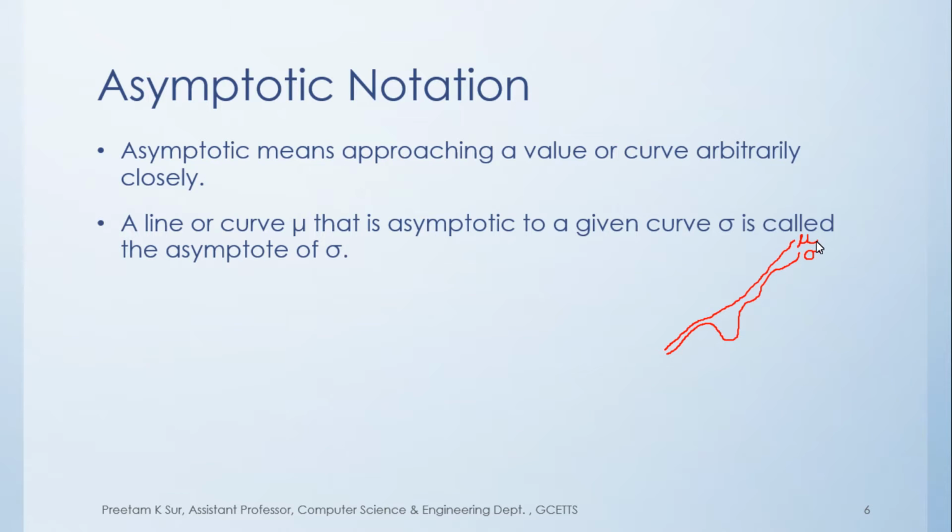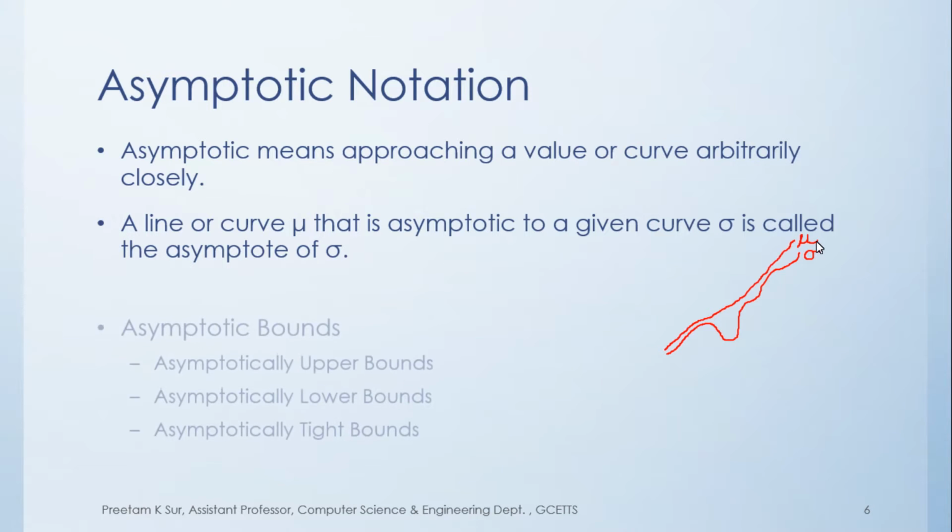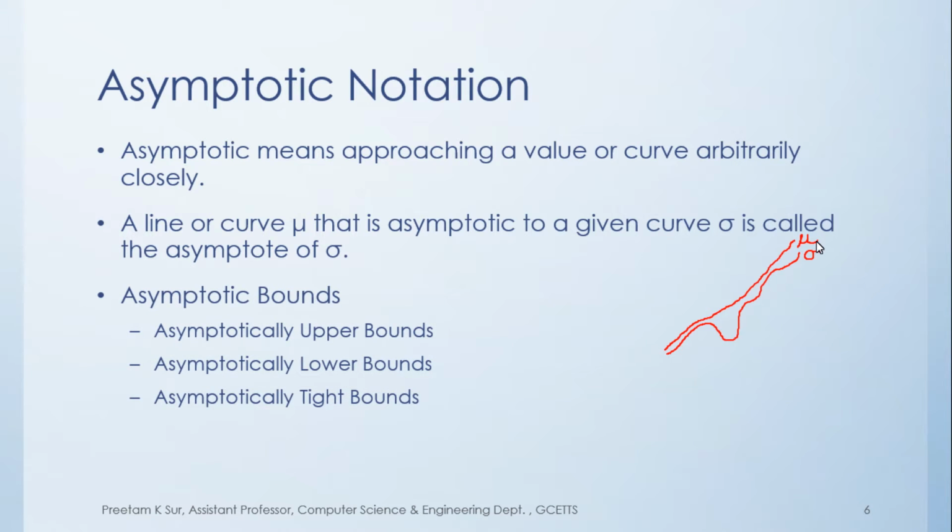Now, in the notion of asymptotic notation, we will have three kinds of bounds. We will have asymptotically upper bounds, we will have asymptotically lower bound, and we will have asymptotically tight bound. So, what do asymptotically upper bounds mean? Asymptotically upper bounds mean that the asymptote is always going to give you a value greater than or equal to the exact curve. Okay. So here in the picture that I have drawn, you can see that the asymptote mu always has a higher value than the exact curve sigma, right? So here in this example, mu is an asymptotically upper bound to sigma.